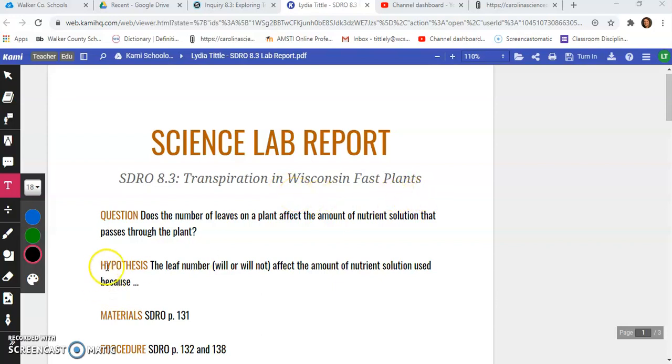plants. So our question for this lab: does the number of leaves on a plant affect the amount of nutrient solution that passes through the plant?